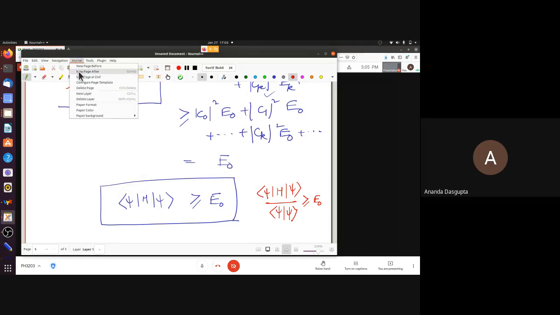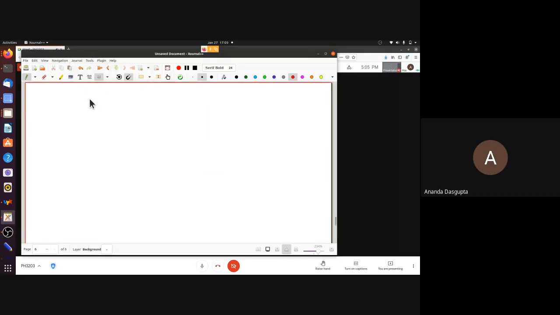Now let's go to how you would use this. This is of course a very standard and very simple theorem. So how would you use this? Let's start with our well-known problem, the simple harmonic oscillator. The Hamiltonian here is minus ħ² by 2m d²/dx² plus half m ω² x².